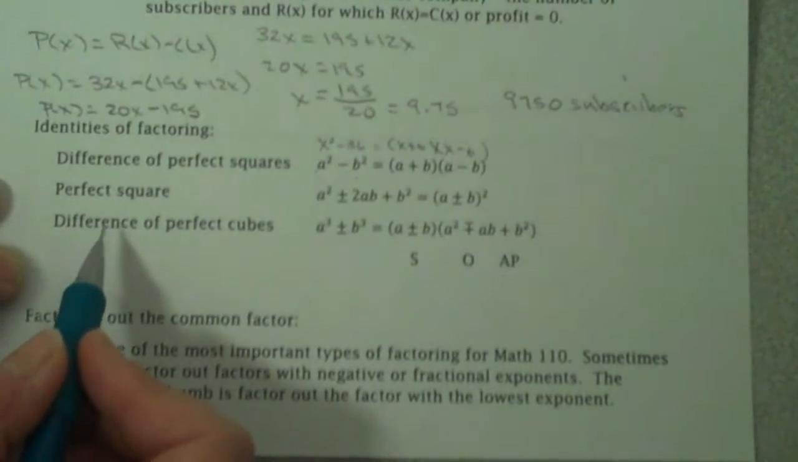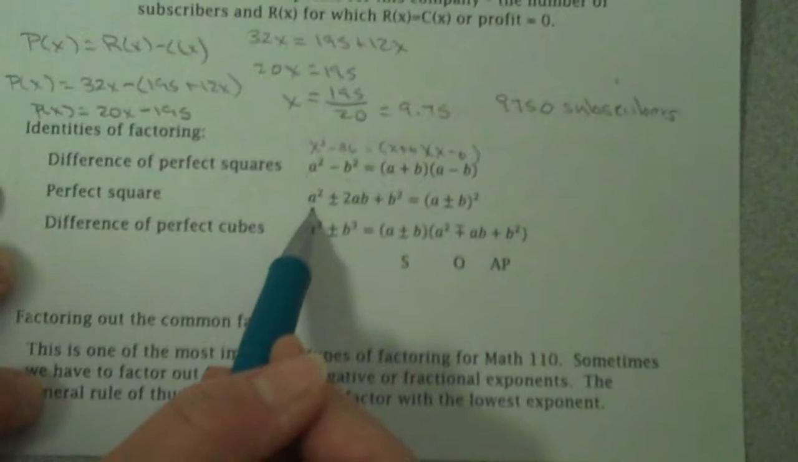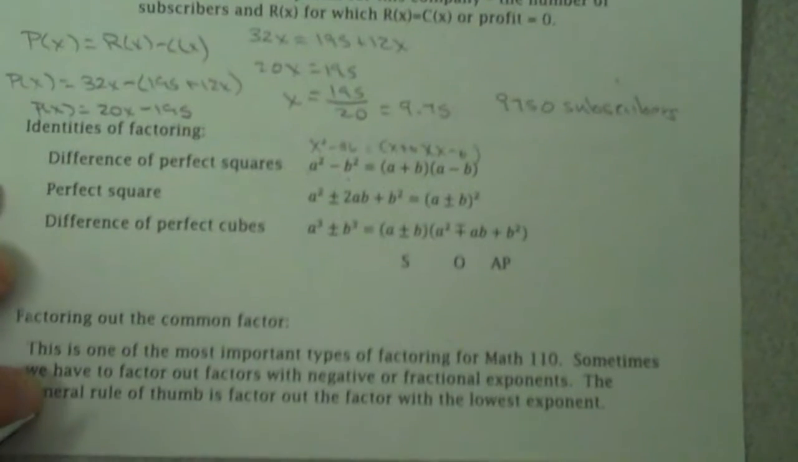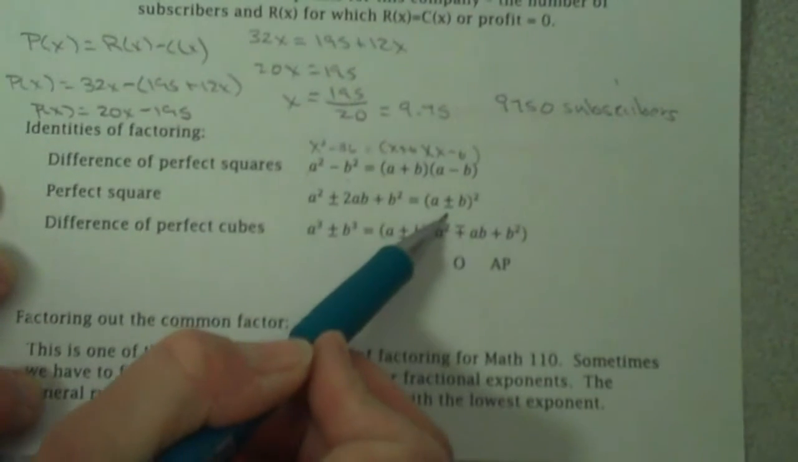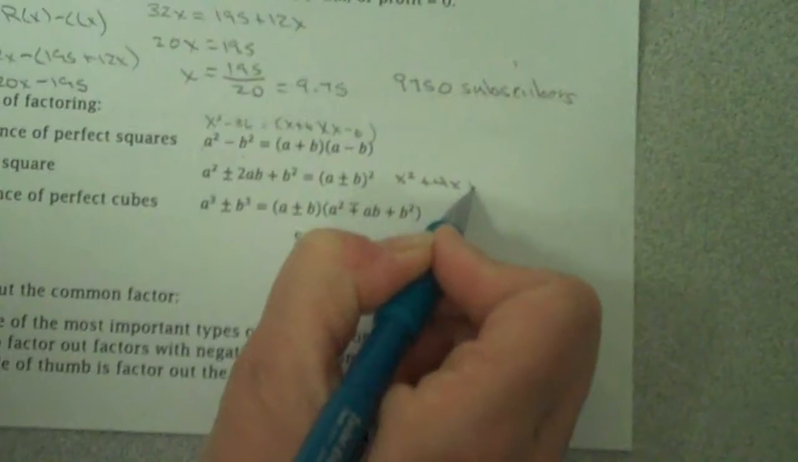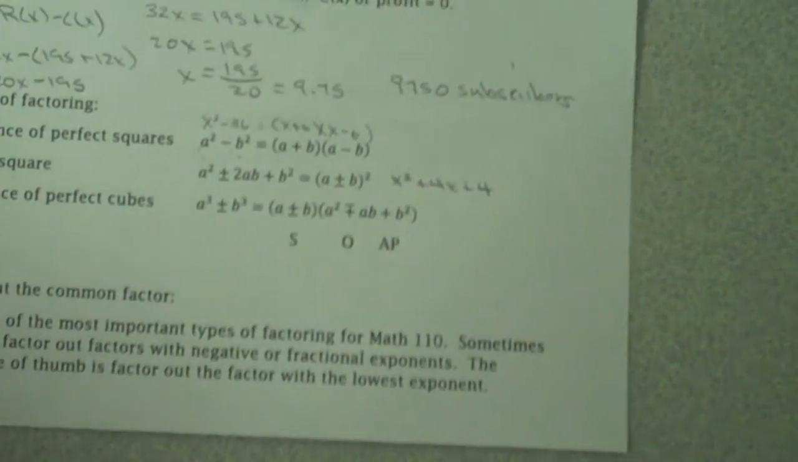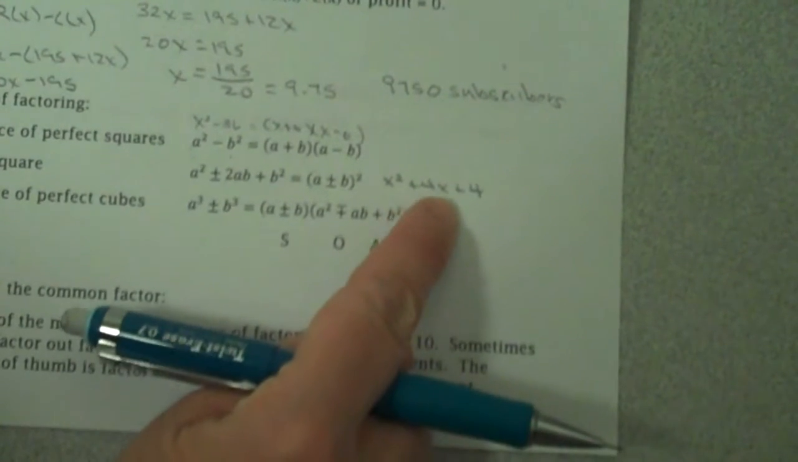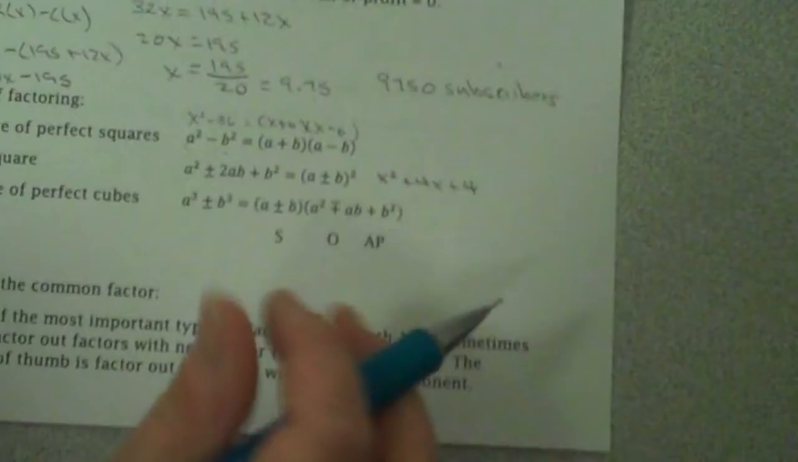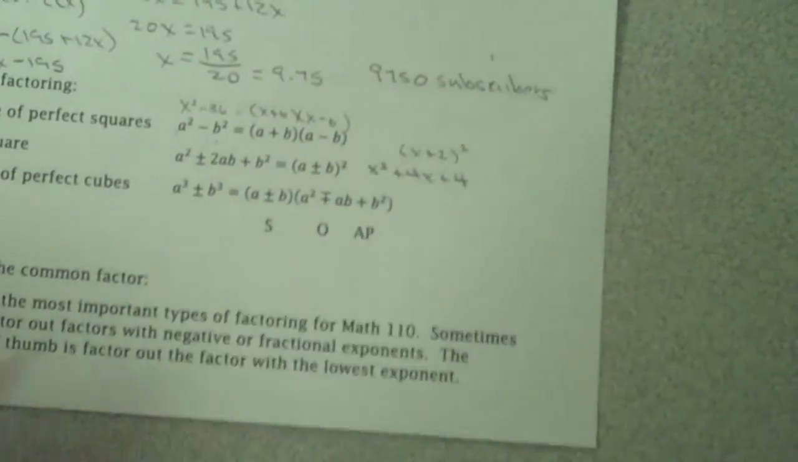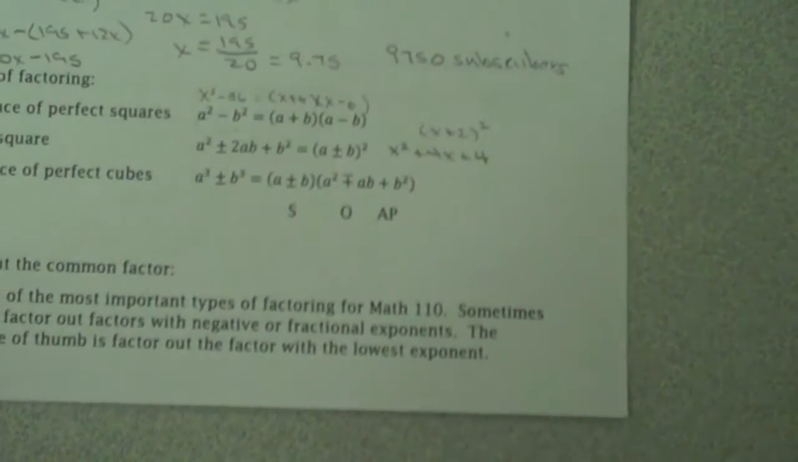Sometimes there's a middle term. So that's what this would look like. If I had a squared plus or minus, it doesn't matter which, 2ab plus b squared, it can factor into what we call a perfect square trinomial. So that would look like if I had x squared plus 4x plus 4. In that case, a is x and b is 2, and this is 2ab here. And so then I would factor it into x plus 2 quantity squared. So sometimes things factor that way.